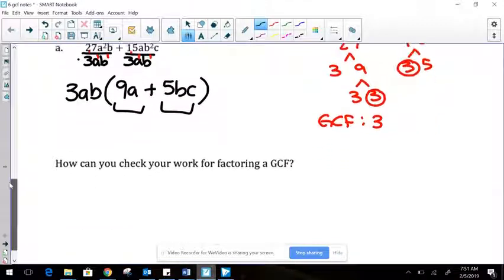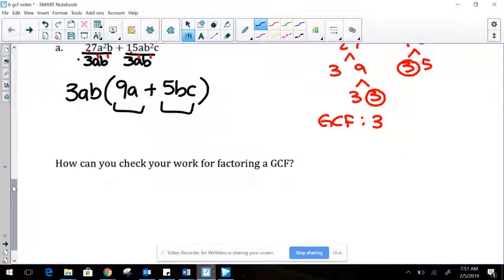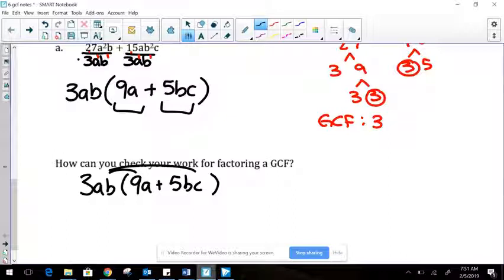So let's look down here. It says, how can you check your work when you're factoring out a GCF? So this is a way you can make sure that you did it completely correct on a test or quiz. I'm going to distribute it back. So I'm going to recopy this, 3ab and then 9a plus 5bc. Okay, so we've done this in our past section here, I'm distributing. So I'm going to do 3 times 9 is 27. A times a, I'm adding my exponents. So that gives me a squared. B times, there's nothing else, it's just b.